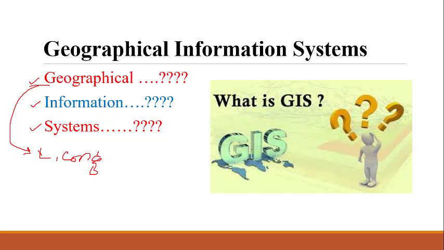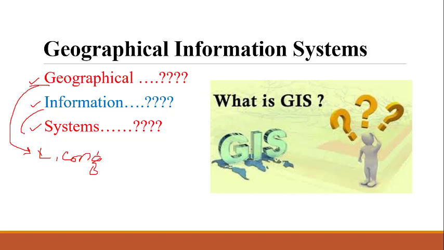And the second term is information. The information means that the object which is lying on the earth's surface must have some information. For example, if we want to see a map of Pakistan, it must have a specific location on the earth's surface, that is latitude and longitude, which comes in geographical. And the second one is the information. Information might be the population, or it might be the climate of Pakistan, etc.